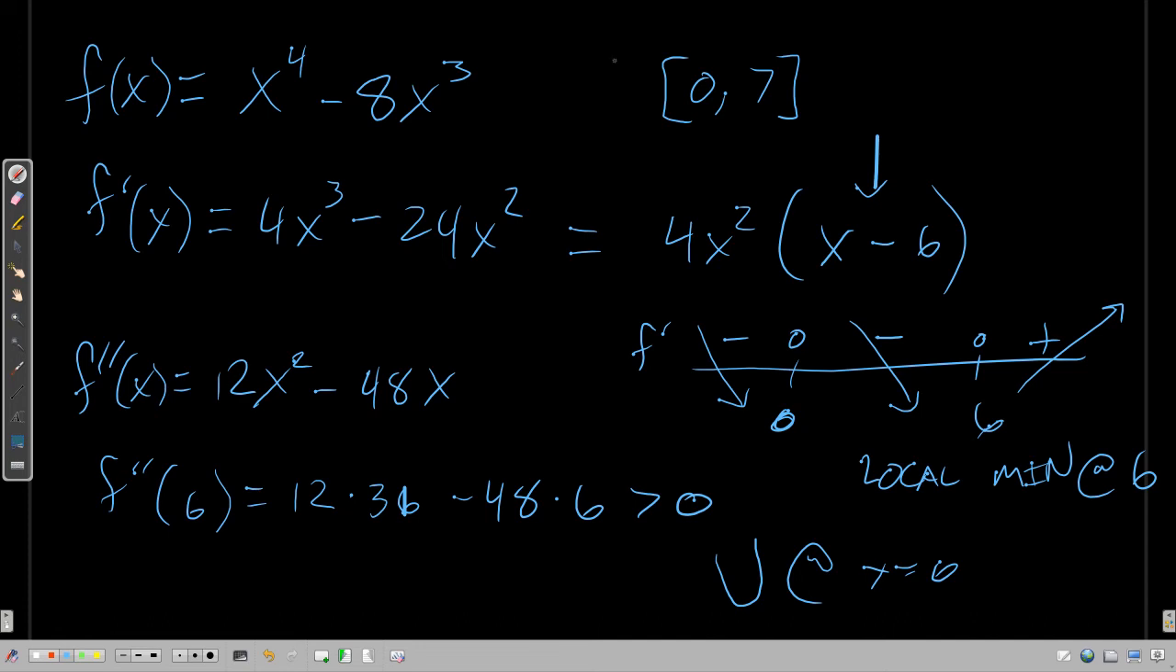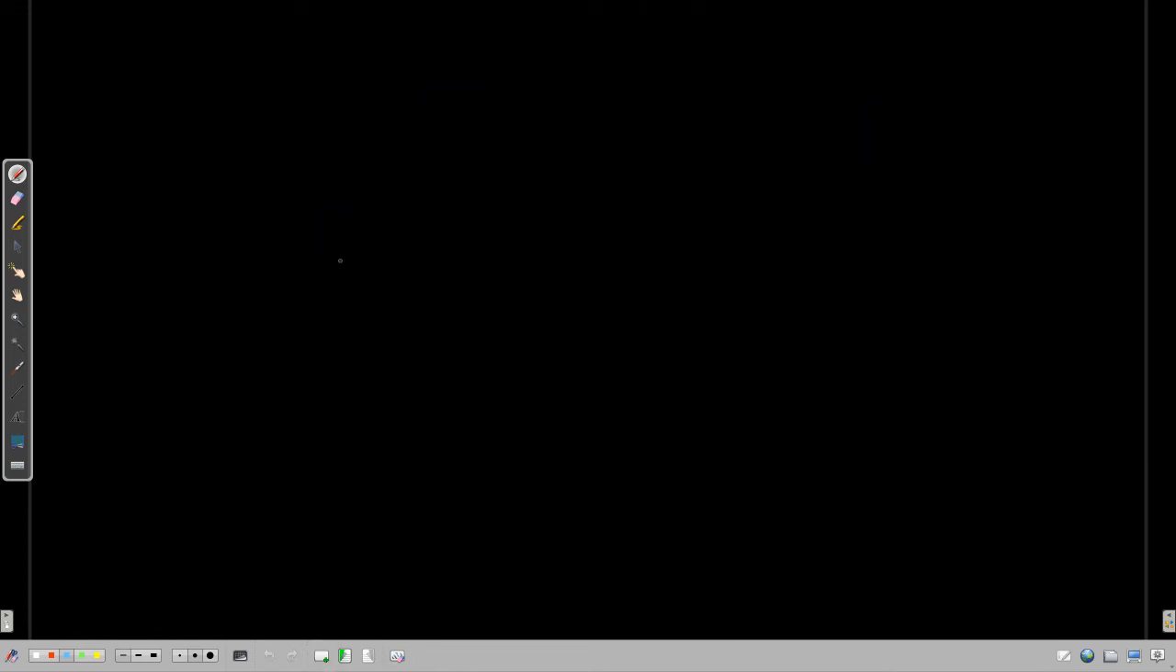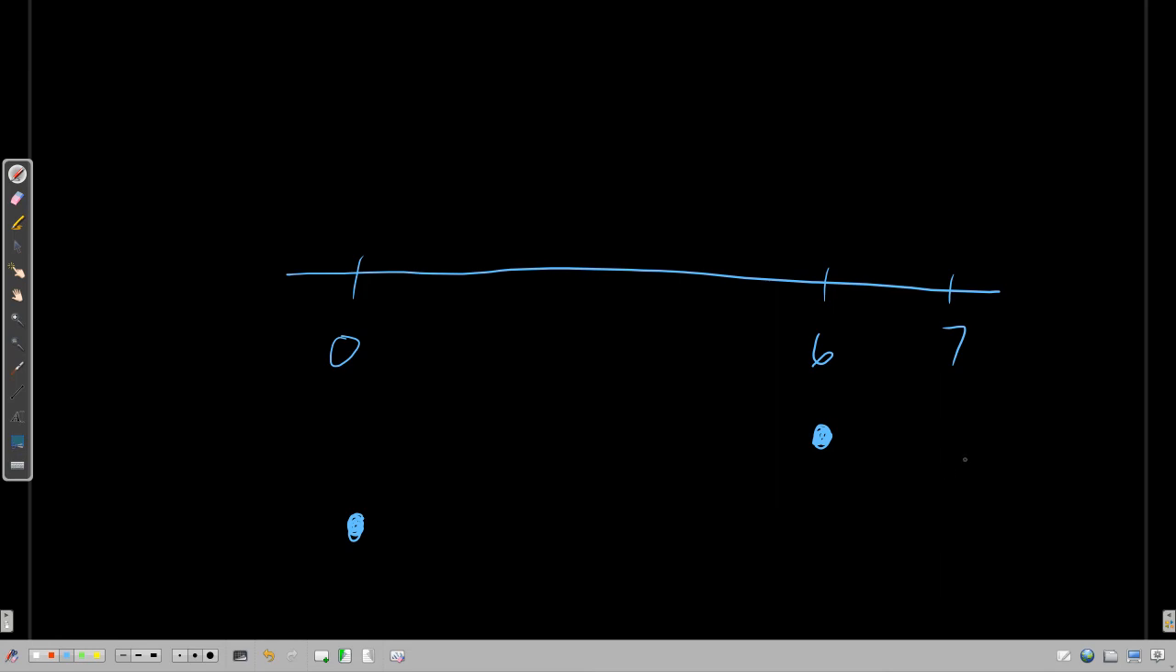Now we're not done, because this is a closed interval that this function is defined on, and we need to know, how do we know that the function isn't doing something like, here's 0 and here's 7, and yeah, we found this local minimum here at 6, but how do I know that the function didn't go through this dot but have some other minimum that's lower at one of the endpoints.